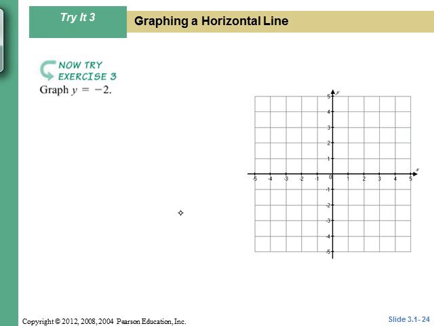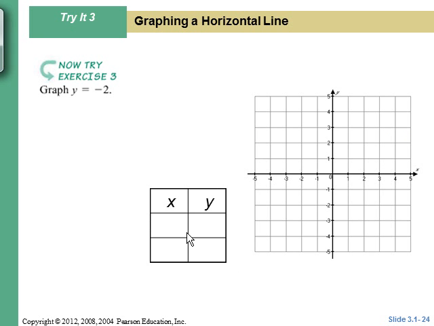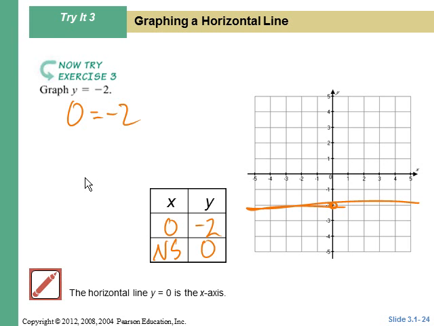Alright, so you got your table of values. X is 0, y is 0. If x is 0, which it already is, y is negative 2. If y is 0, 0 equals negative 2, there is no solution, so it doesn't cross the x-axis. Means you have to go straight across. Next one.